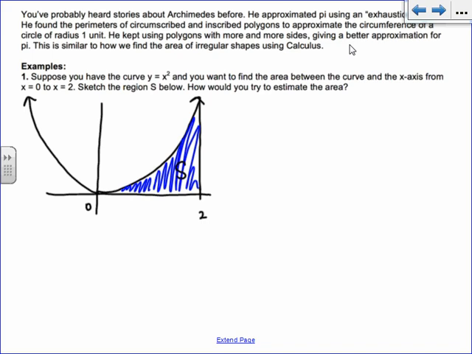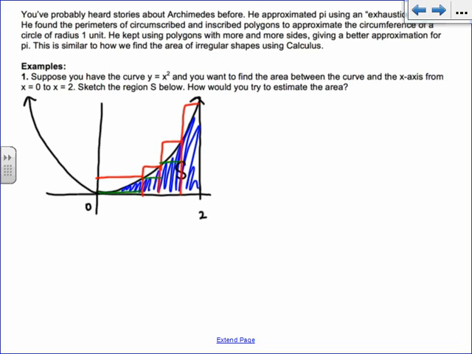All right, so what we're going to do is use rectangles, and maybe for the first one I only have 4 rectangles, like that. Okay, it's clearly an overestimate, right? If I add up the area of those 4 rectangles, it's more than the area under the original curve, okay?